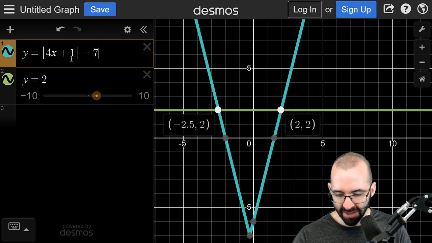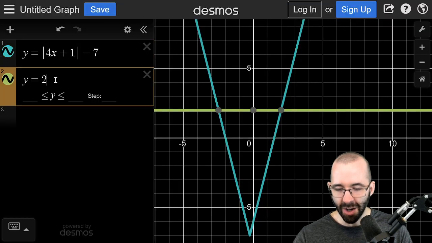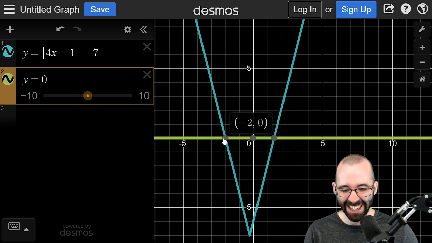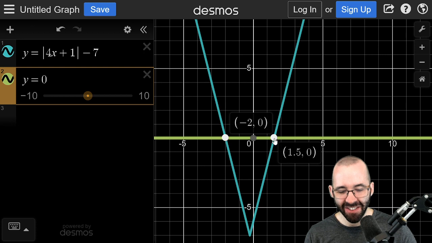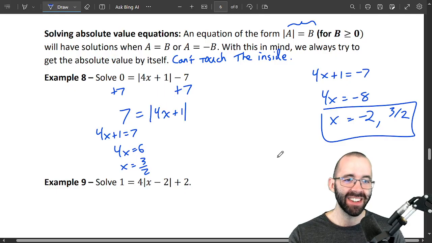Wait, hold on. 4x plus 1 minus 7. When is that equal to 0? I was getting real scared there for a second. When our input's -2 and when our input is 1.5.